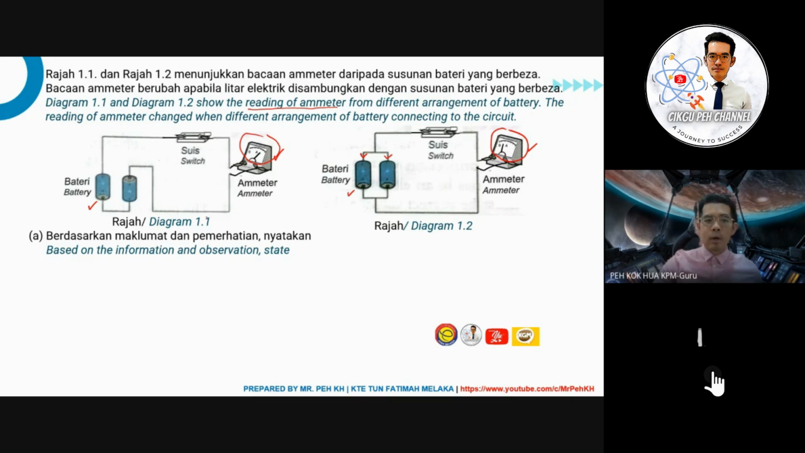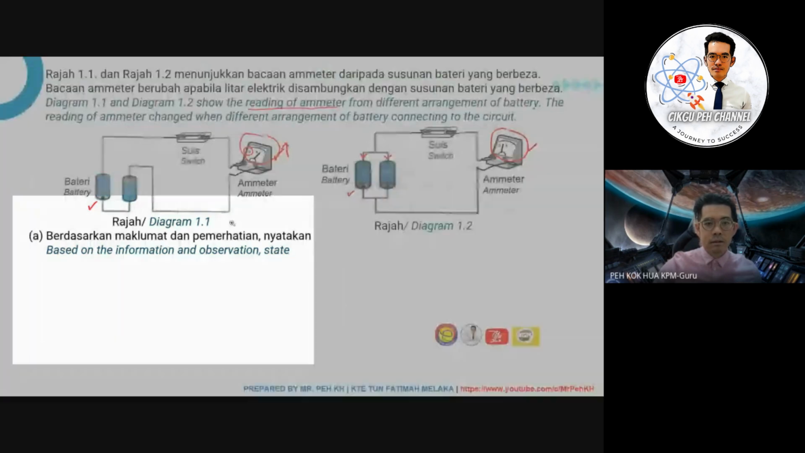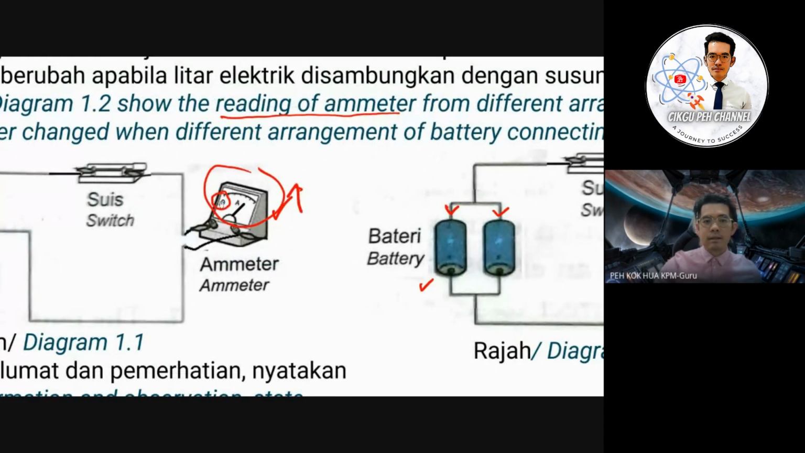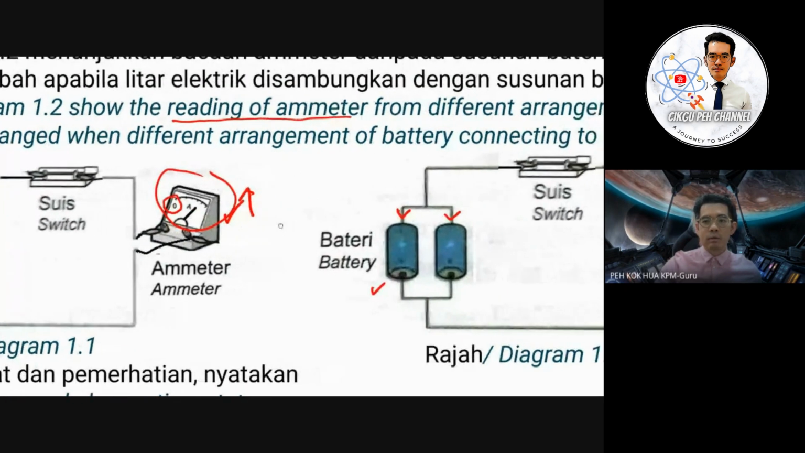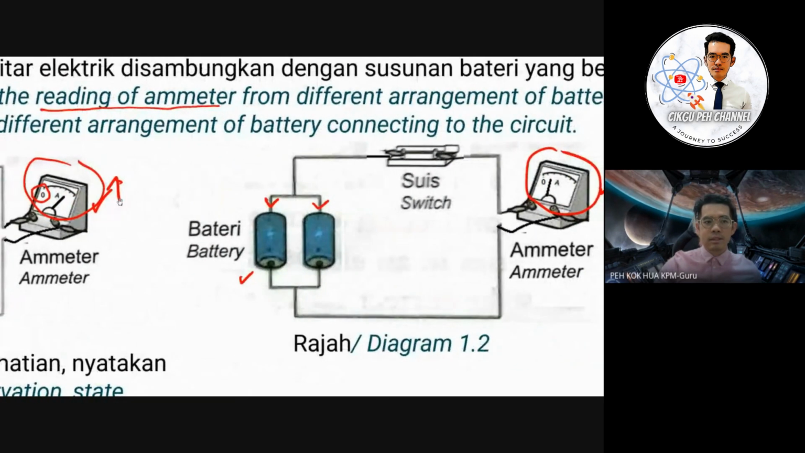From diagram 1.1, we know that when the batteries are arranged in series, the reading of the ammeter is higher. Here, the 0 is at the left of the ammeter. So that means the value of the ammeter in diagram 1.1 is greater than in 1.2, where the pointer of the ammeter for diagram 1.2 is closer to 0. So that means the value of the ammeter is smaller.